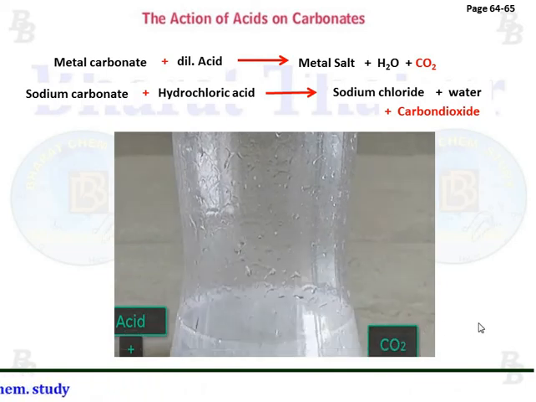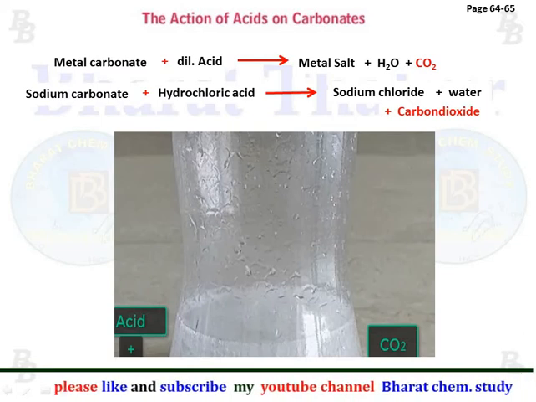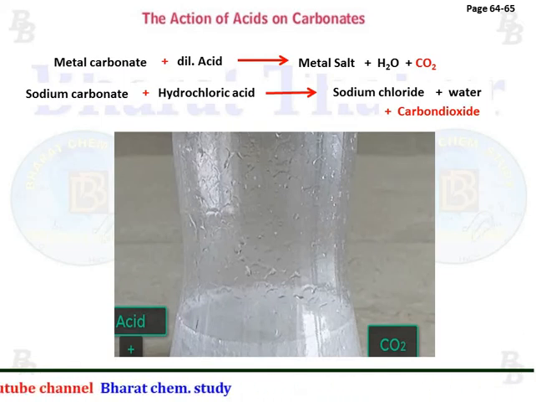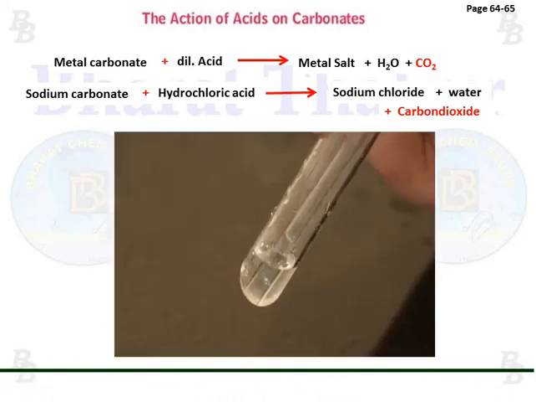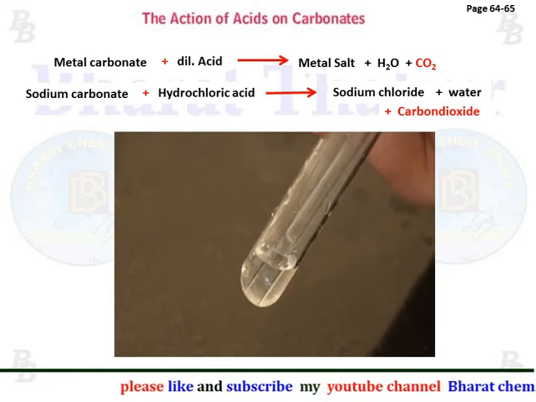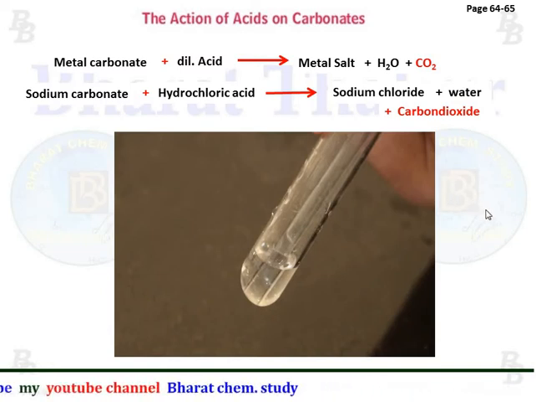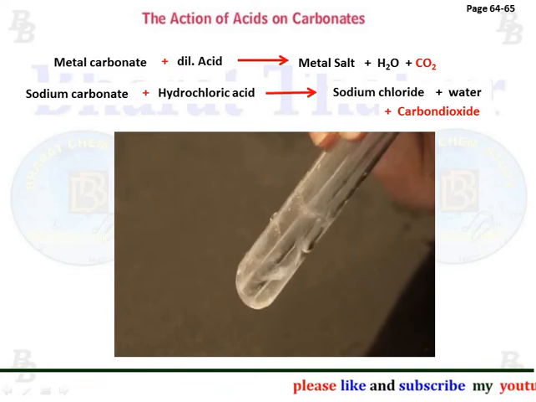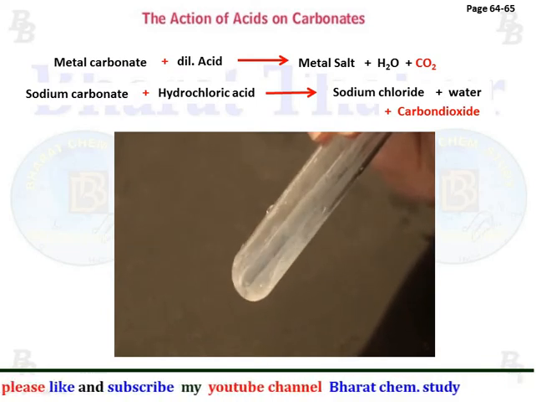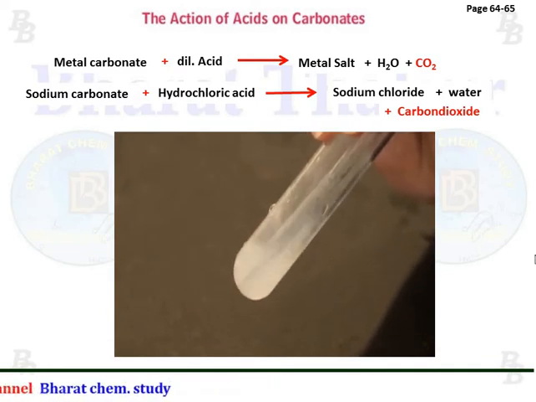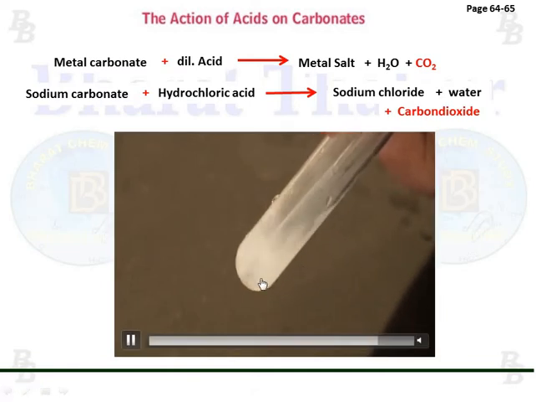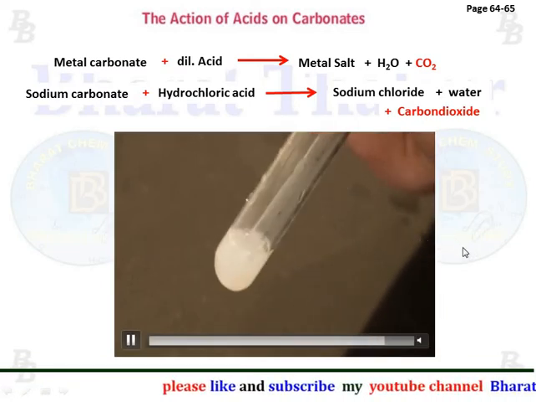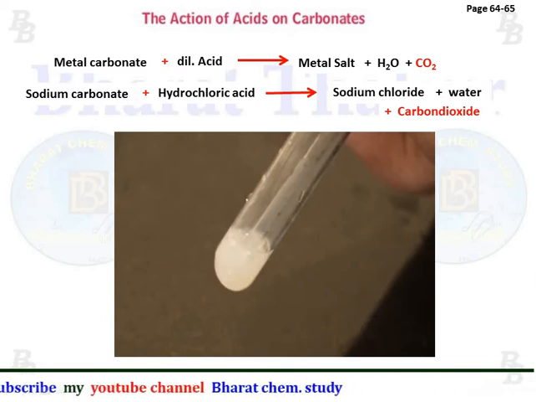To detect that this gas is carbon dioxide, we pass it through lime water. Lime water is a dilute solution of calcium hydroxide, which is transparent, or you can say colorless. Let's see what happens when we pass carbon dioxide gas through this colorless, clear solution of lime water. You can see clearly that on passing carbon dioxide, the solution becomes milky. This experiment shows that the gas was carbon dioxide.